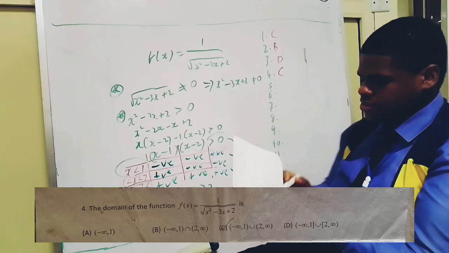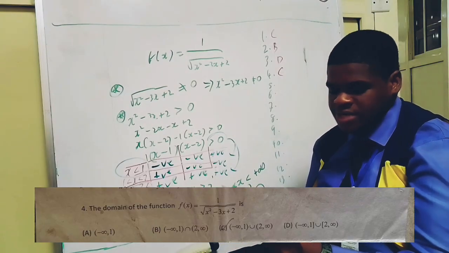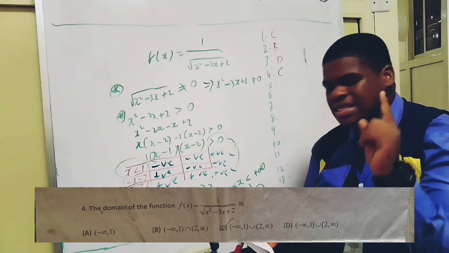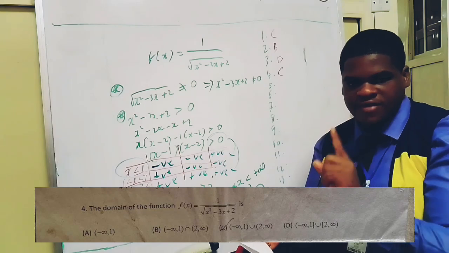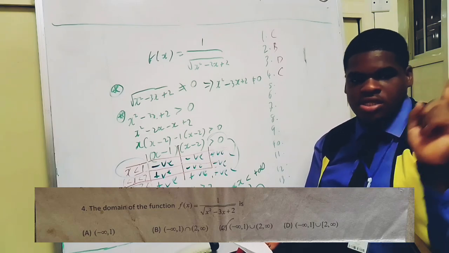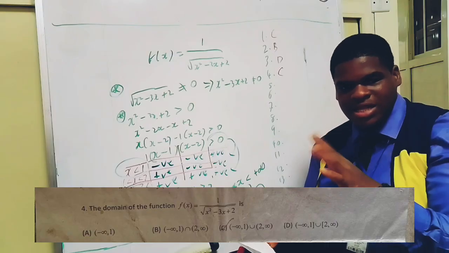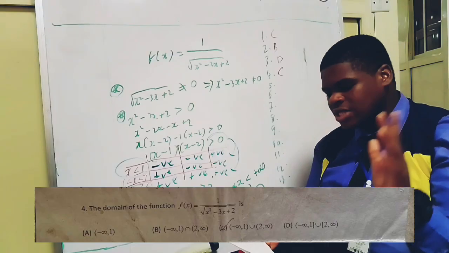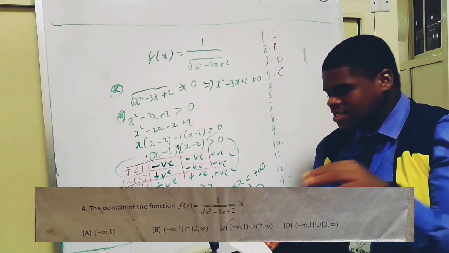Number 4, option C. As I have noticed, option A is totally wrong. Option B was put there to confuse you because option B is the intersection. The intersection of negative infinity to 1 and 2 to infinity is an empty set. There is no number that is less than 1 and greater than 2 at the same time, so that has to be an empty set. Number C now is the correct option.